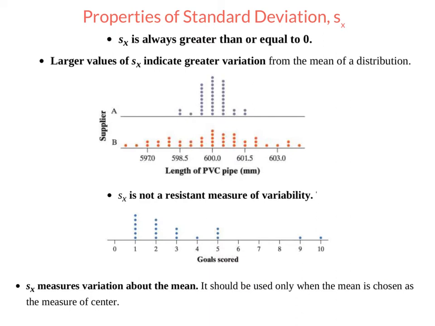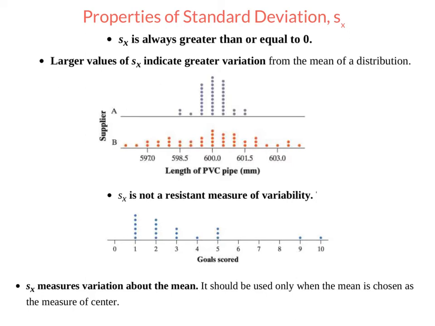So there are some other important properties of standard deviation, or S sub x, that I want to make sure that you know. So standard deviation is always greater than or equal to 0. You're not going to have a negative standard deviation. And a special case, in my opinion, is if your standard deviation is 0, that's when there's no variability at all in your data set. So all of the values are the same.